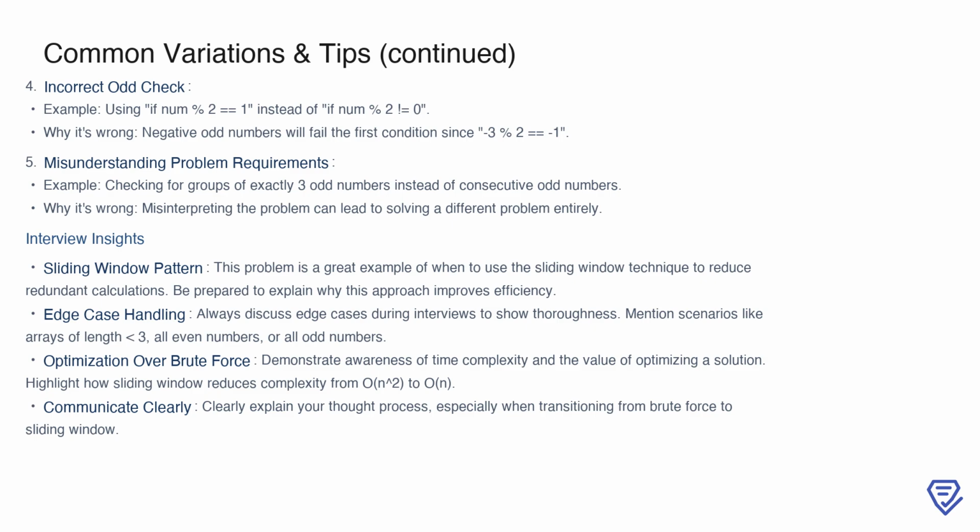Instead, use if number % 2 is not equal to 0 to ensure the check works for both positive and negative numbers. Additionally, it's important to fully understand the problem requirements. A common misunderstanding is to check for groups of 3 odd numbers anywhere in the array, rather than consecutive odd numbers. This misinterpretation can lead to solving an entirely different problem.